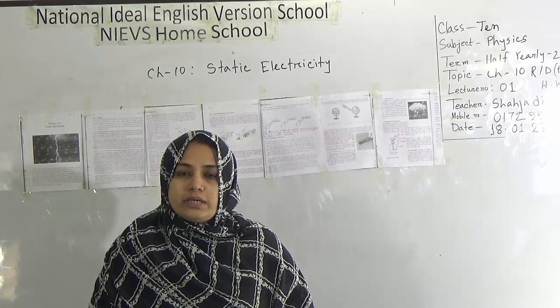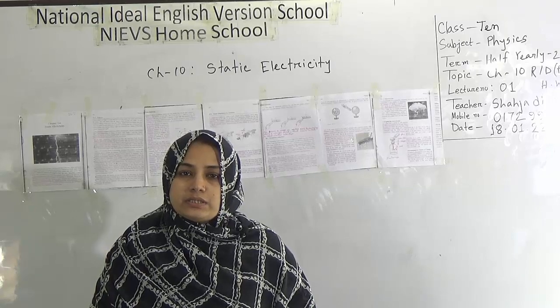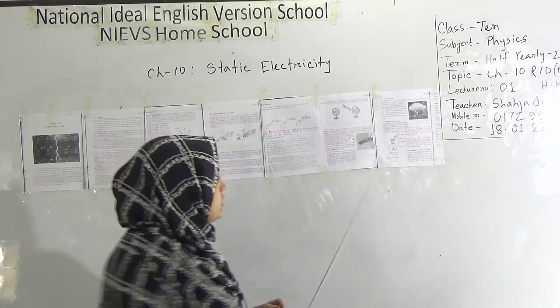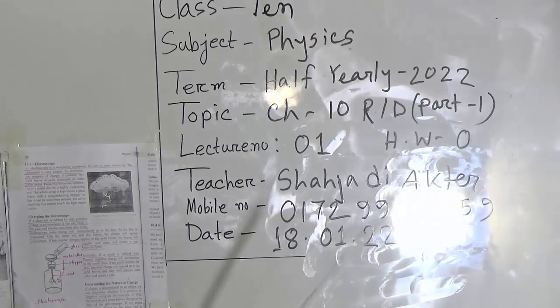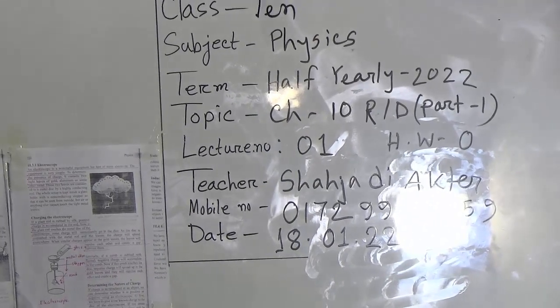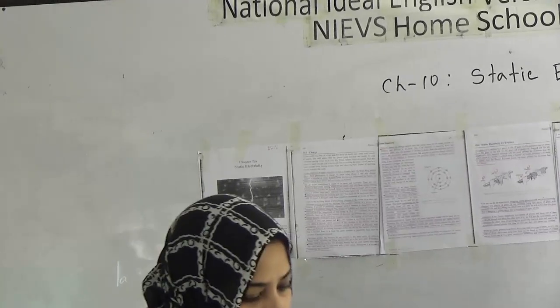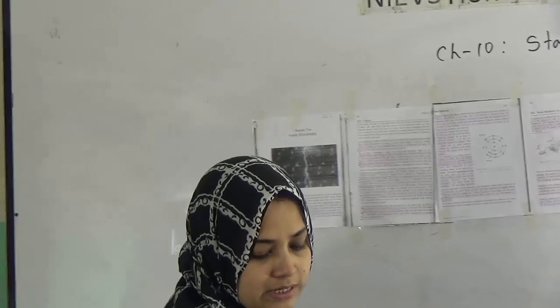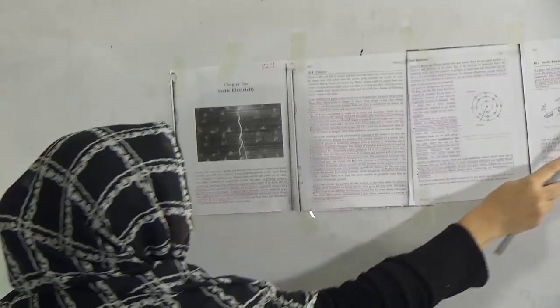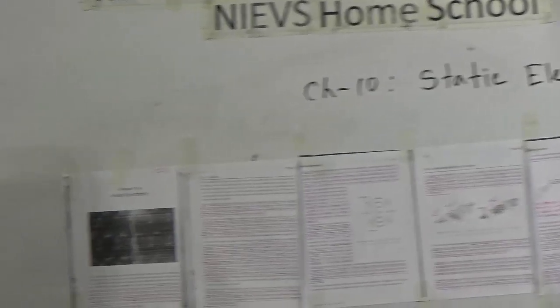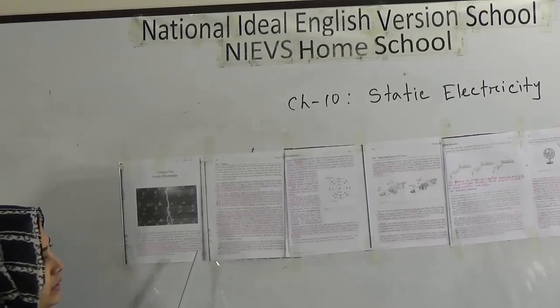Today I am going to take a physics class for class 10 students. My dear students, our today's topic is chapter 10, static electricity, today's lecture number 1. Okay, now let's start our class. First, you have to follow this class with this textbook. This is chapter 10, static electricity, and this is our first class for the half yearly term.